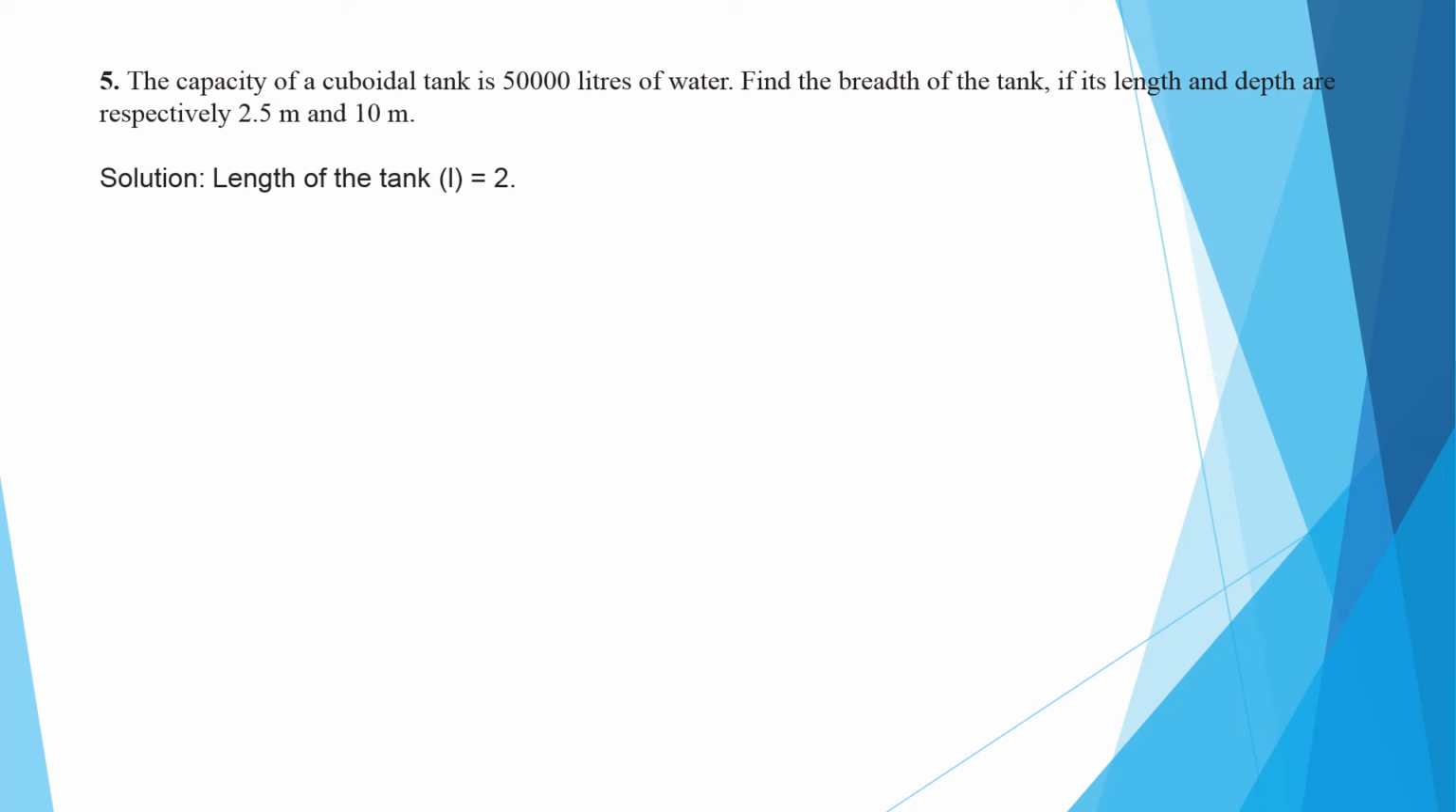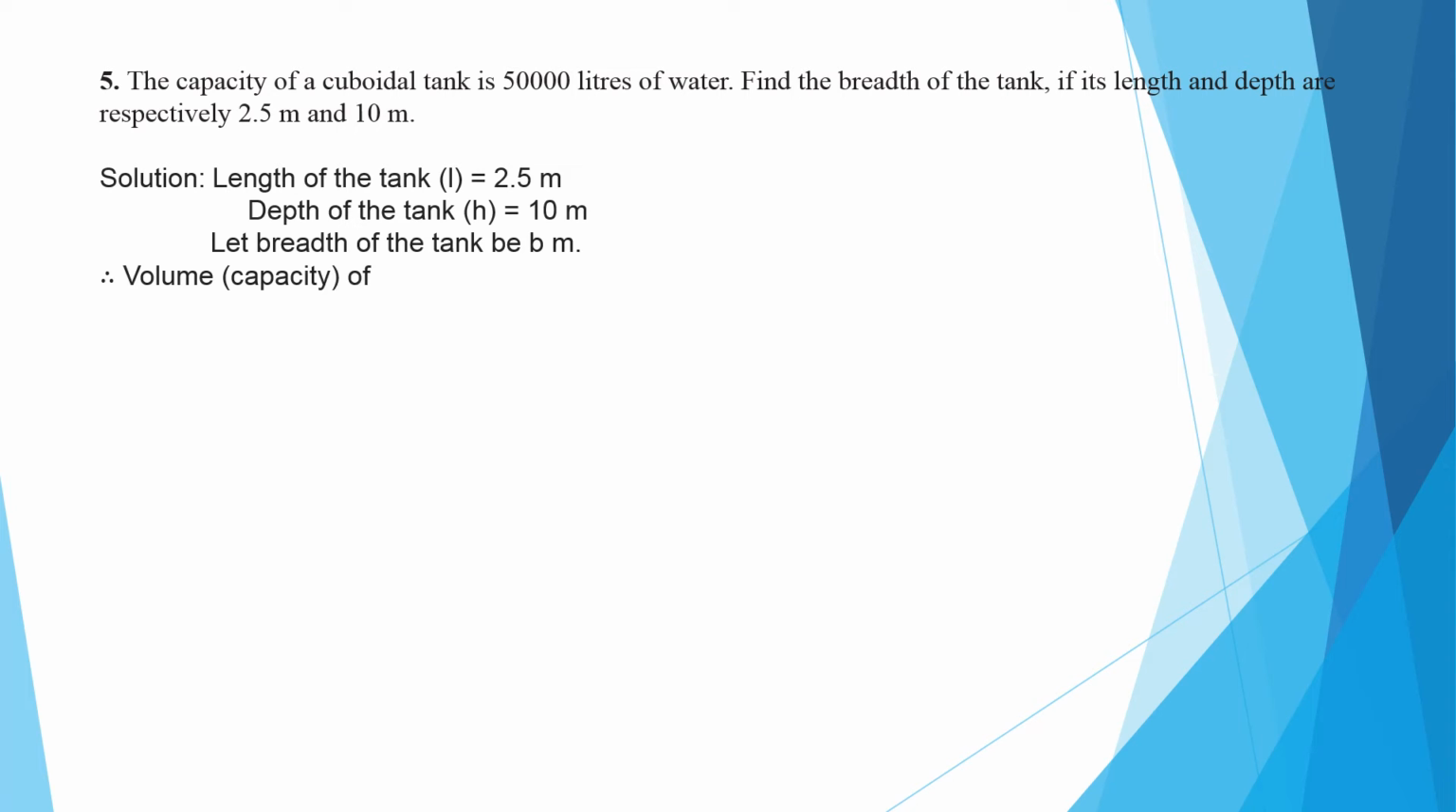Here the length is given as 2.5 meter. The height is given as 10 meter. We need to find the breadth, that is B. So volume is equal to length into breadth into height, which is also the capacity of a tank.